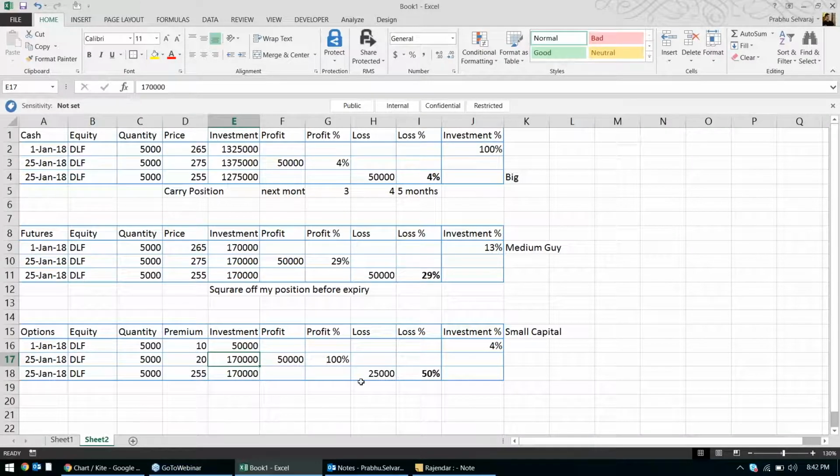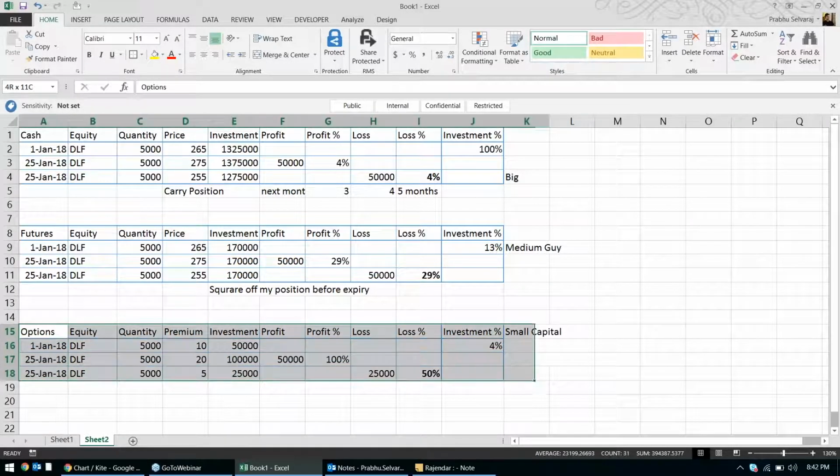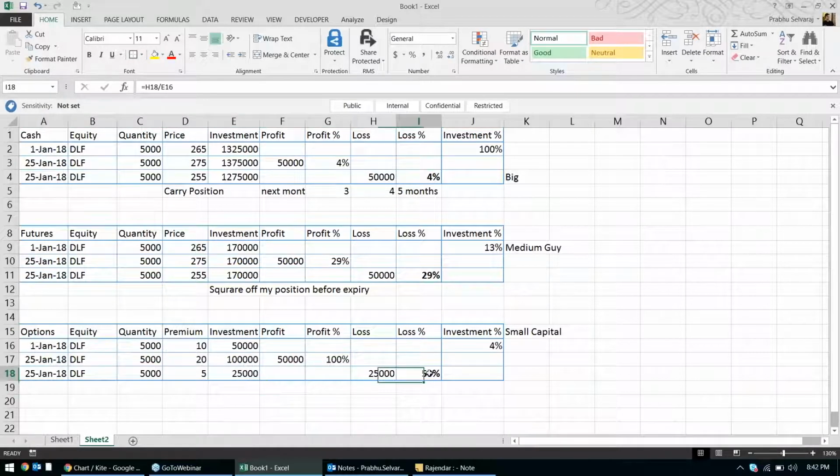Okay, we don't need that, because the investment is 50,000 rupees, the same. The premium which I bought at 10 rupees, if it becomes 20 rupees, then I'll make a profit. If the premium becomes 5 rupees, I'll make a loss of 25,000 rupees, provided I'm assuming that we are keeping a stop loss of 50% on my investment. If you don't put a stop loss, your entire capital will be wiped out.